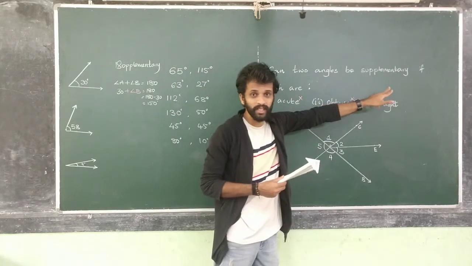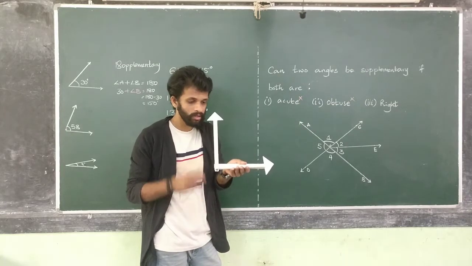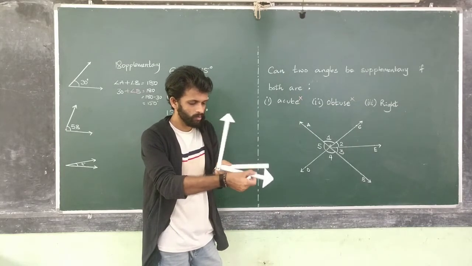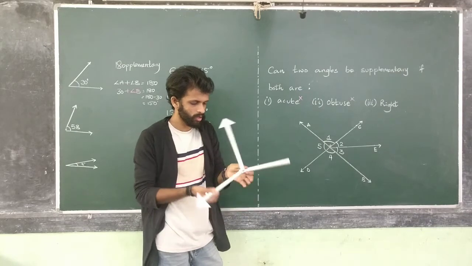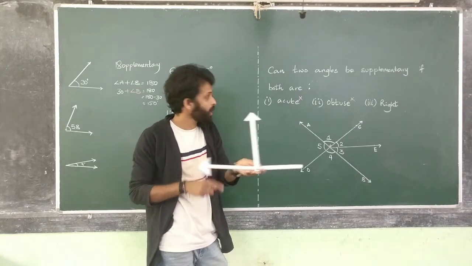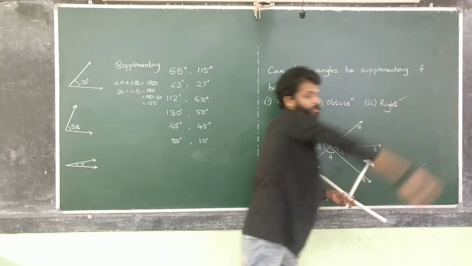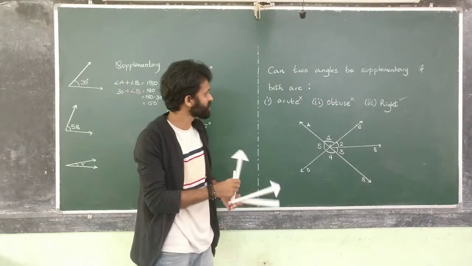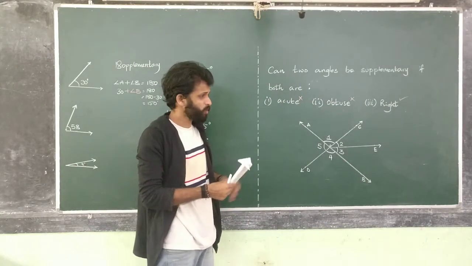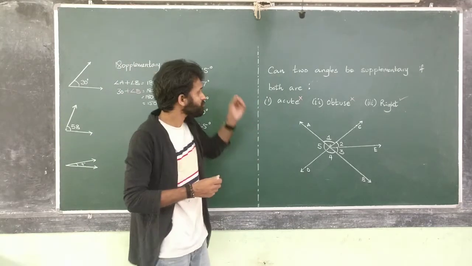Can two right angles be supplementary? Okay, so two right angles can be supplementary. So this is possible. I hope this question is clear. You can consider a number of questions from here itself.